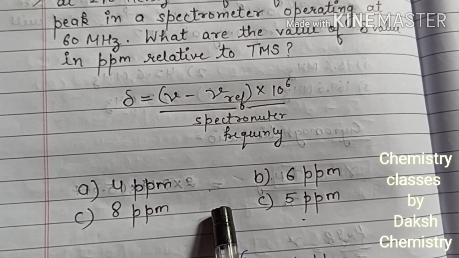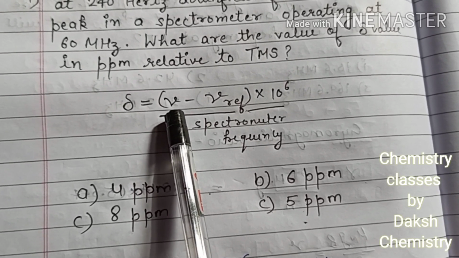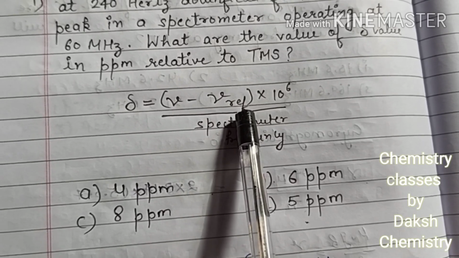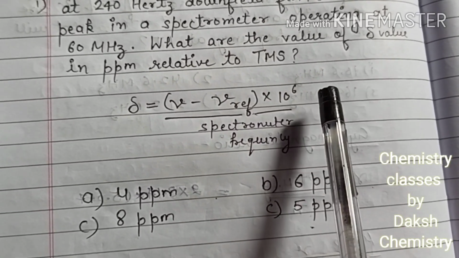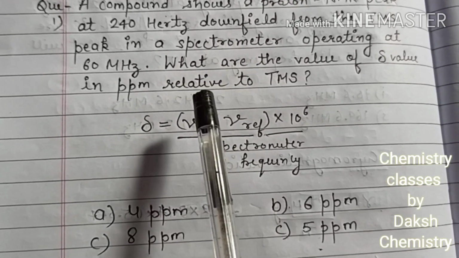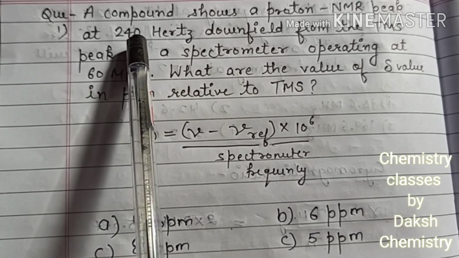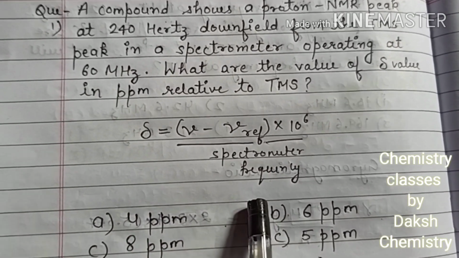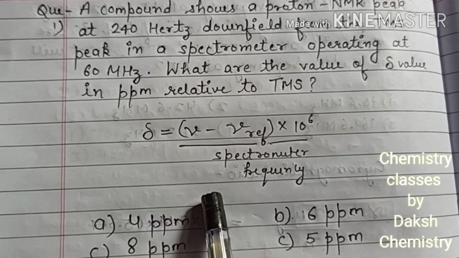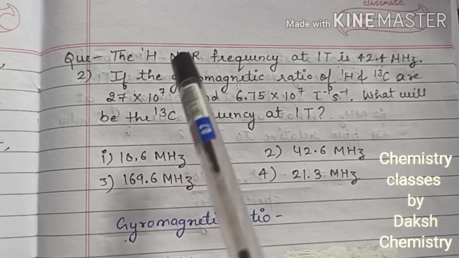We will calculate the delta value by this formula. Here, nu is the frequency of the signal of the compound minus the frequency of the reference compound, multiplied by 10 to the power 6, divided by the spectrometer frequency. It is given that the difference between these two frequencies is 240 Hz and the spectrometer frequency is 60 MHz. So we calculate the delta value by this formula.